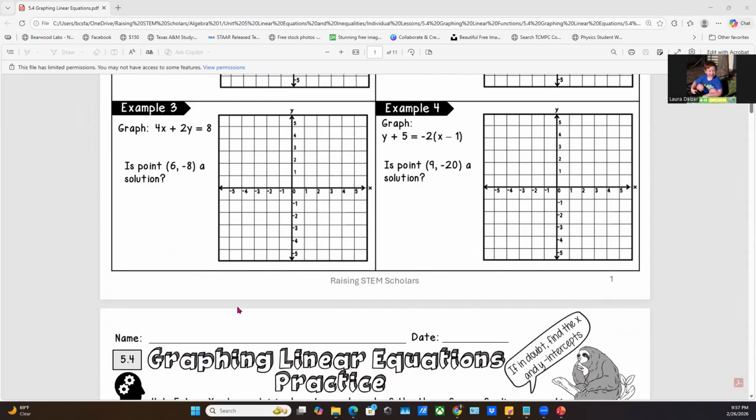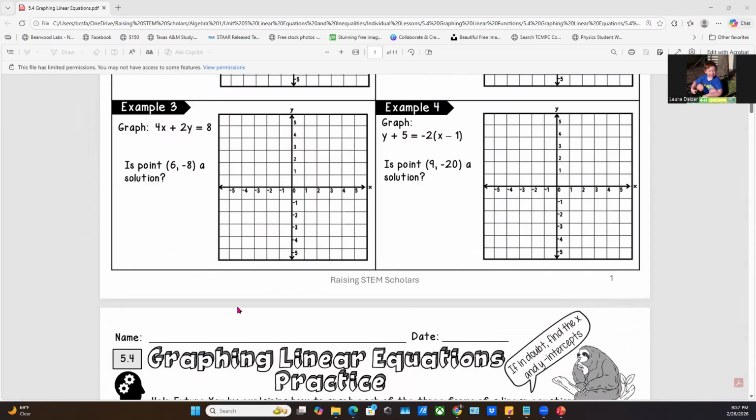Alrighty, so I want to go to my next easy. So I'm going to skip over example 3 for right now, and I'm going to go ahead and go to what I think is the next easiest. I'm going to grab this one. Okay, my y-intercept, point slope form.